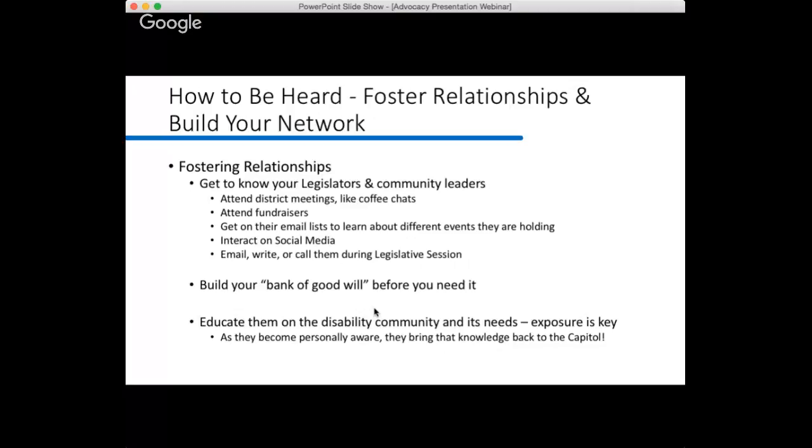So when you are out meeting with people and building that bank of goodwill, obviously you want to also be educating them on the disability community and its needs. Exposure is really key. So like I said, long-term goal, if you're meeting somebody and you're constantly educating them on a particular issue, as they become personally aware of that issue, then they bring that knowledge back to the Capitol. And then when we sit down and have meetings with them at the Capitol, they're already in a place where we can jump right into talking about what's going on at that particular moment.